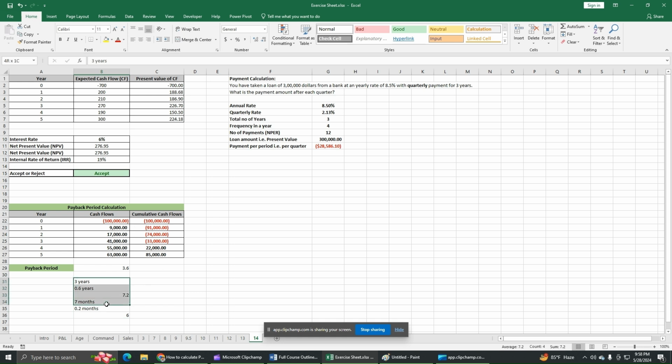But we don't need all this. If we go till this, that's enough. So this is how we can calculate payback period in Excel. That's all for today. Thank you very much.